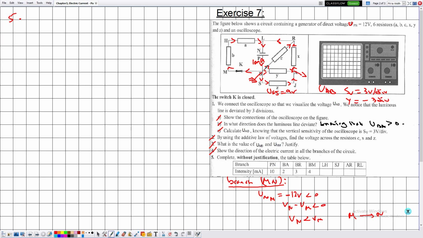Now the branch BA is given by 2 milliamps, and the branch BR is given by 3 milliamps. And the branch BM is given by 4 milliamps. So this is 4 milliamps, 4 milliamps, and 4 milliamps. So the missing currents are in the branches LH, SJ, AR and RL.